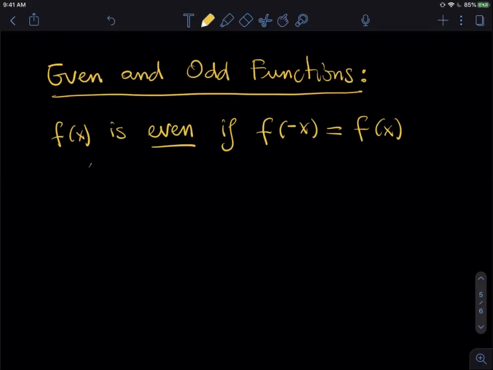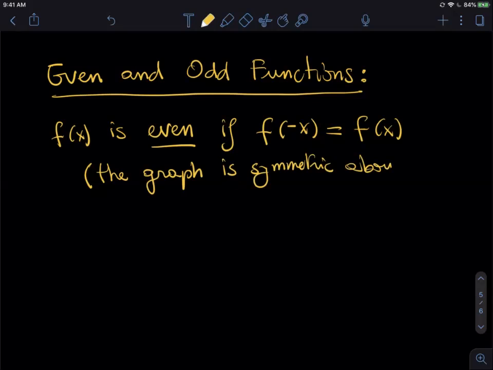Okay, this means, this has a geometric interpretation. This means that the graph of f is symmetric about the y-axis.